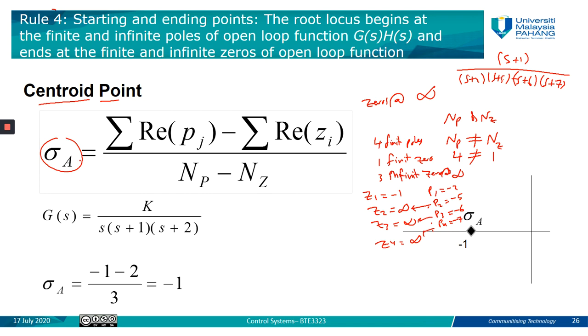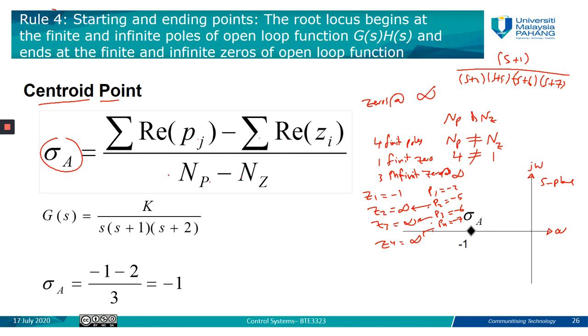So the centroid point here is calculated from the summation of the real parts of the poles minus the summation of the real parts of the zeros, over the number of poles minus the number of zeros. What do we mean by summation of real part? Because we are talking in the S-plane. The S-plane here has real, which is sigma, and imaginary, which is j omega.